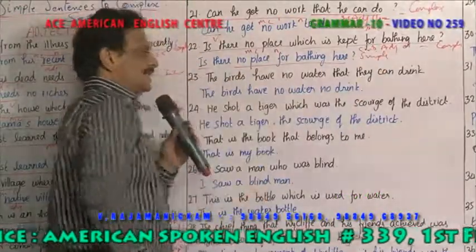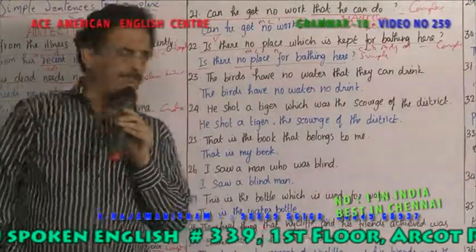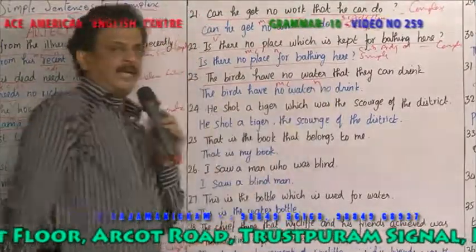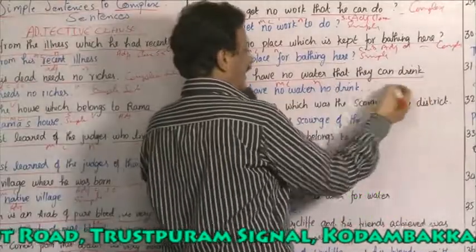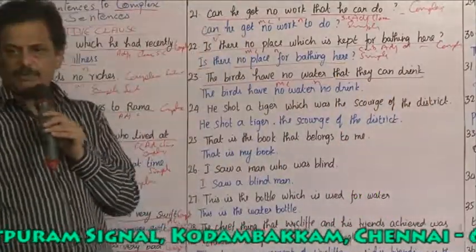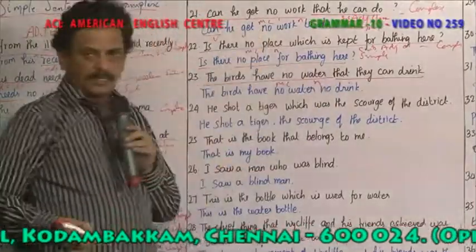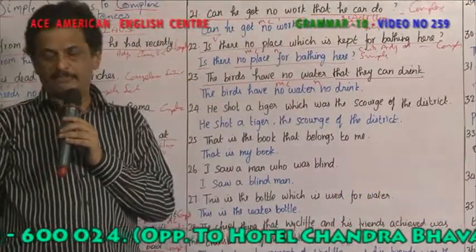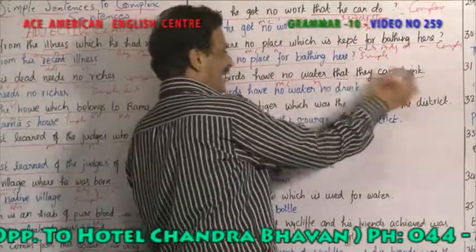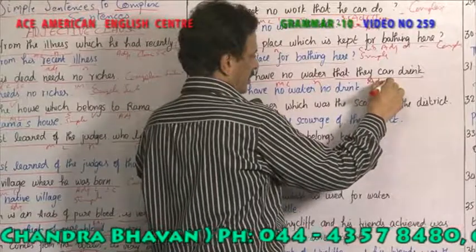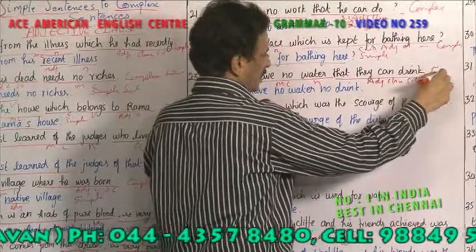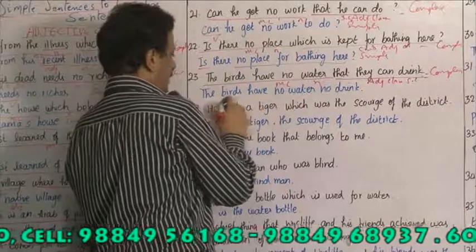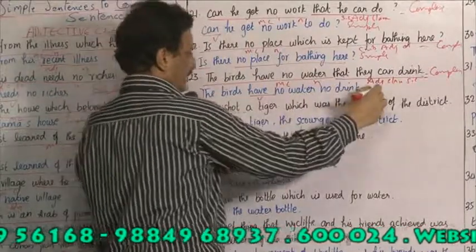Next is, the birds have no water that they can drink. The birds have no water is the main clause. Which is the noun here? Water is the noun. And water is described by that they can drink. This that stands for what? It stands for water. So, the preceding word is the noun and that word is described by a relative pronoun clause, that they can drink. That they can drink describes the water. So, it is an adjective clause and a subordinate clause. So, it becomes a complex sentence. How do you change it into a simple sentence? The birds have no water to drink. Have is the only verb, so it is a simple sentence.